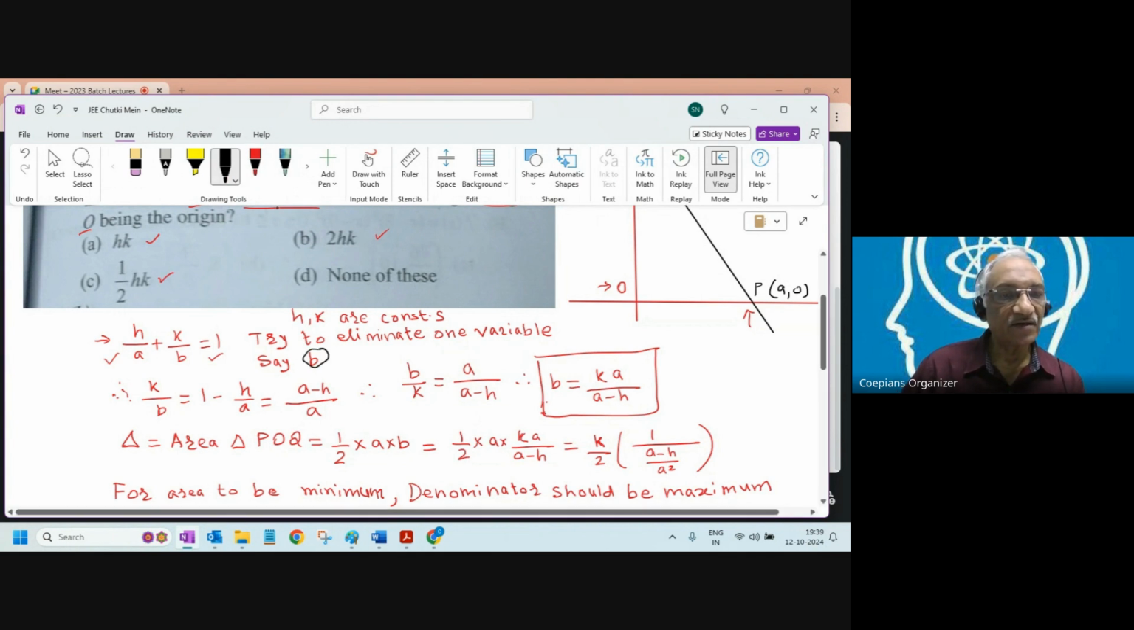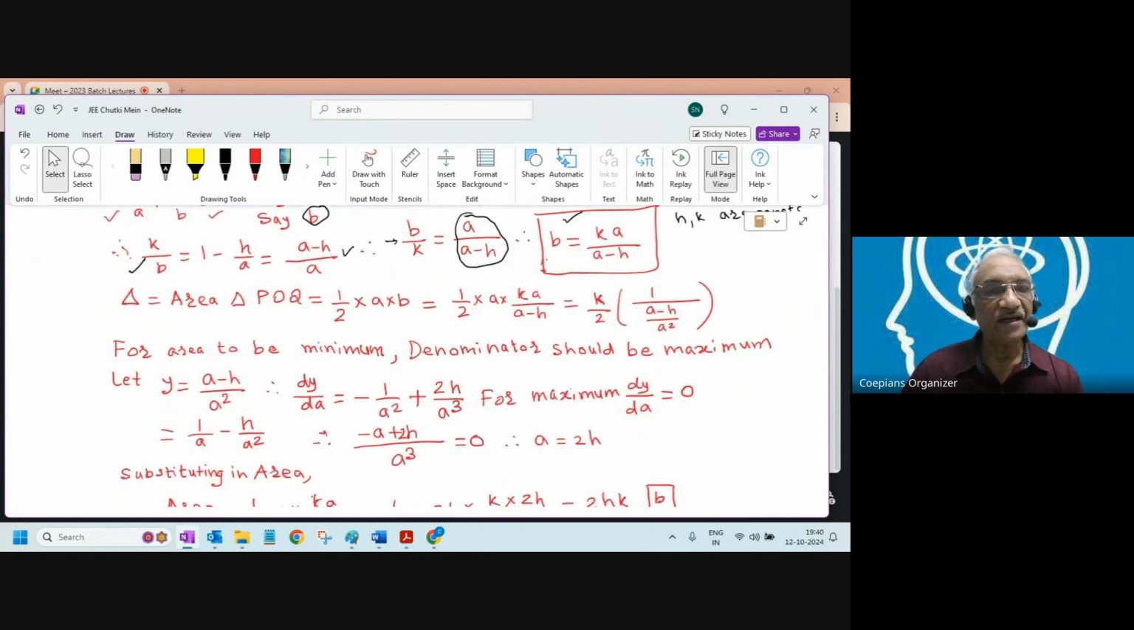Taking one side, k by b is equal to 1 minus h by a, which is (a minus h) upon a. Taking the reciprocal, b upon k becomes a upon (a minus h). Therefore b becomes hk into a upon (a minus h). Remember h and k are constants, that's why we're trying to eliminate that particular variable. So we can eliminate b.